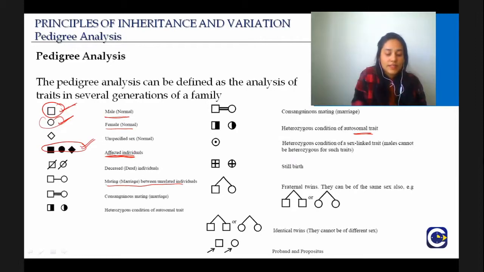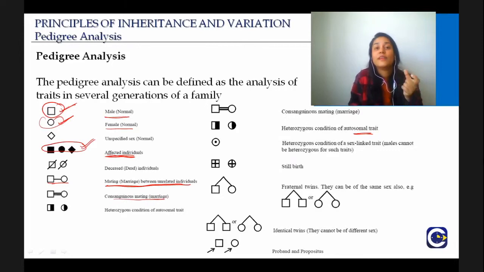Okay, another is this, the mating between unrelated individuals. This is, for example, the father. This is, for example, the mother. This is consanguineous mating or marriage, that is between related individuals, between cousins, like first cousins, or between the same family. Then this is again the heterozygous condition, and from the point of view of questions, they will not tell you who is heterozygous or not.